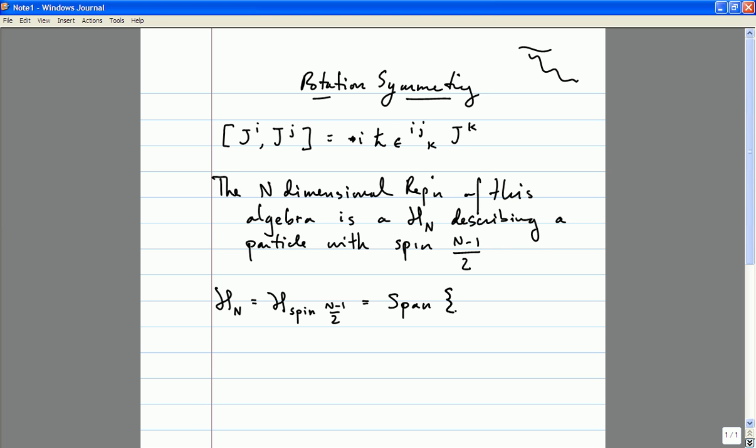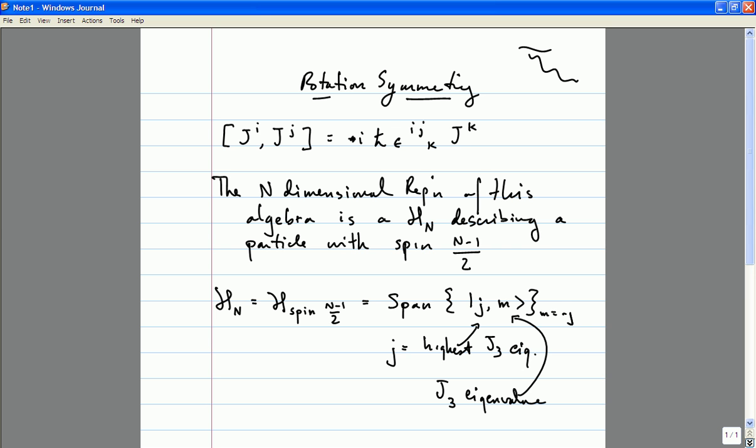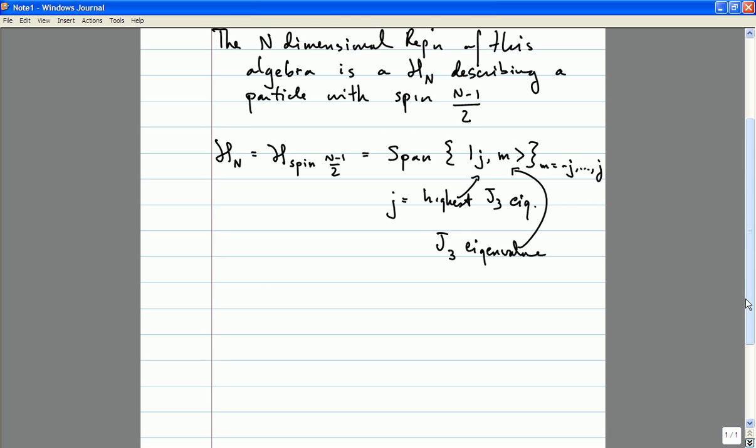It is the Hilbert space which is spanned by a set of states, typically denoted J comma M, where J here is the highest eigenvalue under J3, and M here is labeling the J3 eigenvalue, and M in this Hilbert space runs between minus J and J. And I suppose I should remind you that I introduced some normalization so that J was an integer, so that there's some factor of h bar in our definition of what we mean by the J3 eigenvalue of some state.